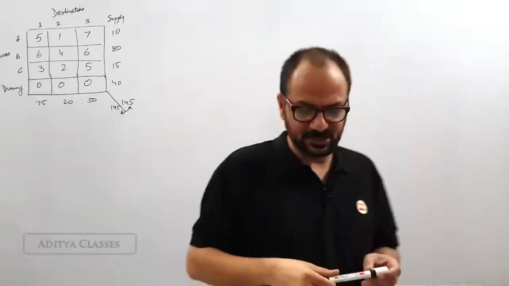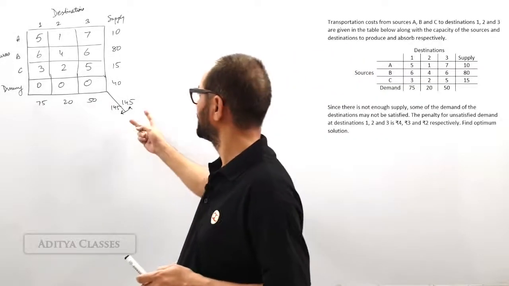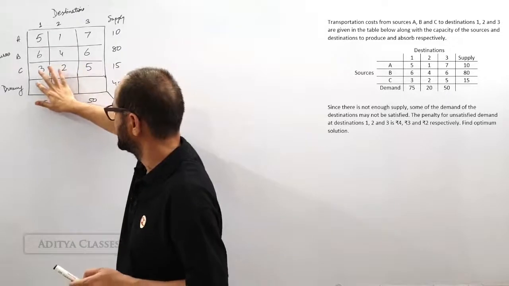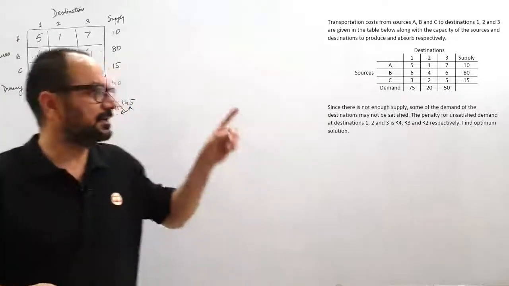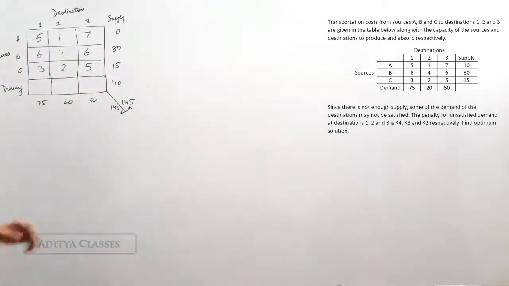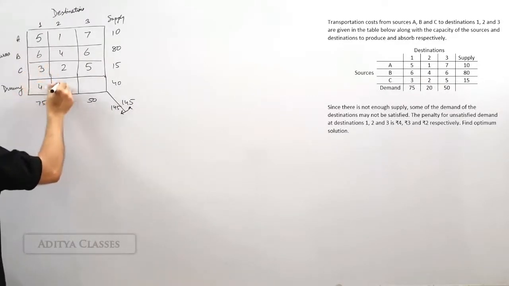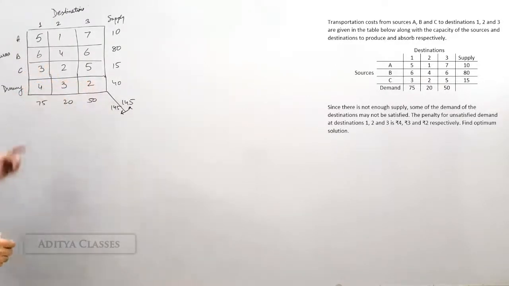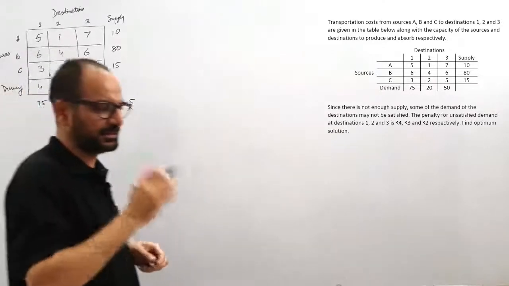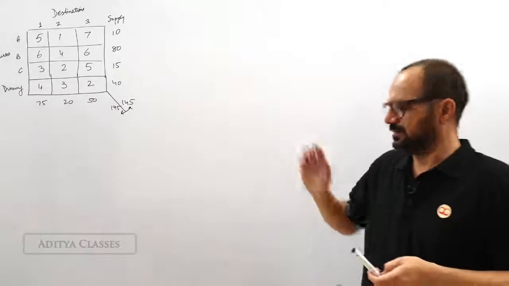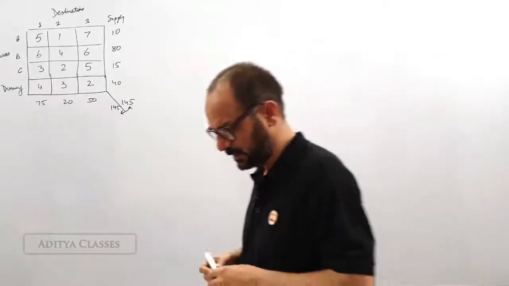We have balanced this problem, but this time we cannot use zeros as the convention suggests. This time we have been told that there are penalties for not meeting the demand. The penalty for not meeting the demand of source 1 is 4, 3 and 2. So we will put a 4, 3 and 2. It will not be 0, rather it will be 4, 3 and 2. So this is our simple question. Now we can easily solve it.